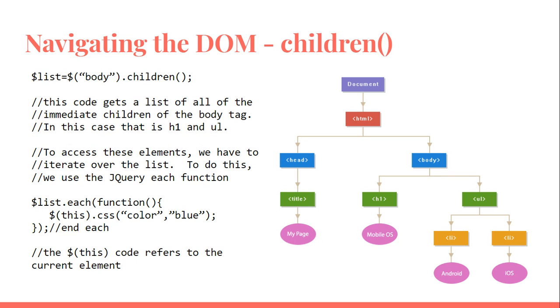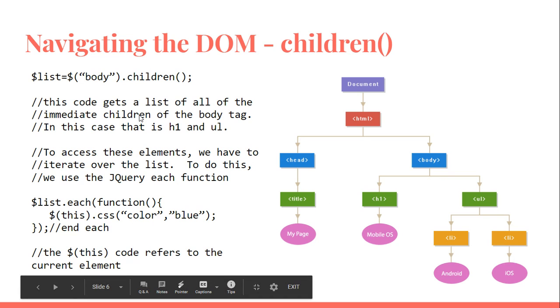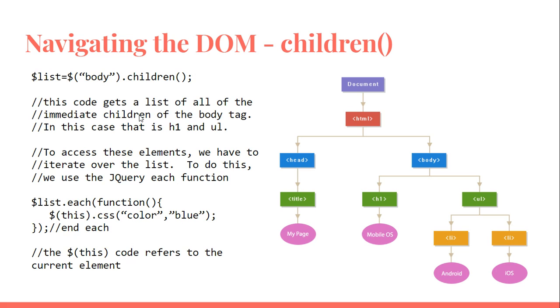Children then goes the other direction. The difference is that when we call children, we get a list of children because an element can have multiple children. For example, HTML has head and body. Body has H1 and UL. UL has both of these LIs, may have even more LIs. So when we call children, we get a list of all the elements, kind of like when we go in and get a list of all the div tags or something like that.